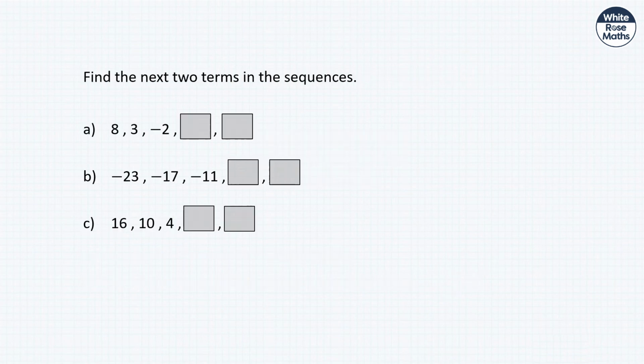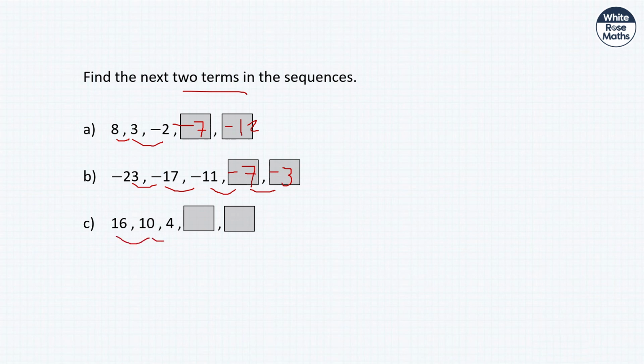Okay, this next one, find the next 2 terms in the sequence. So I'm subtracting 5 each time, so that'll be minus 7, then it'd be minus 12. Okay, I'm subtracting 5 each time. Here, be very careful, guys. Here I'm actually adding 4 each time. So that's going to be negative 11 plus 4, which is negative 7. Add 4 again, and I'll get negative 3. So the sequence here is getting bigger and bigger, because it's getting closer and closer to 0.